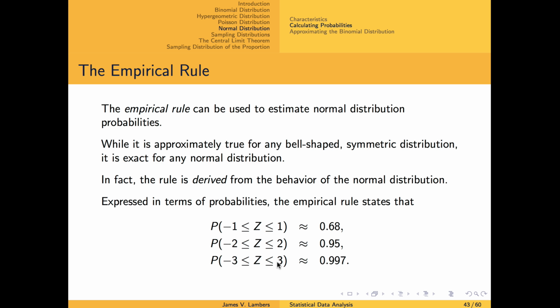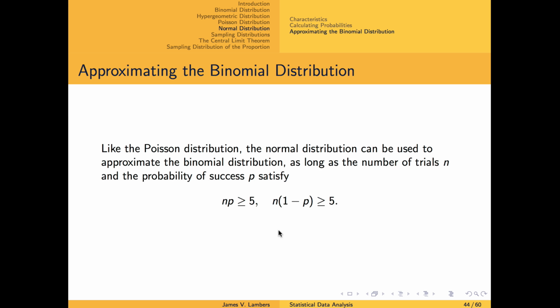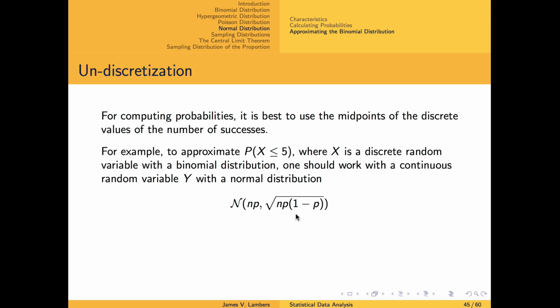The normal distribution can also be used to approximate the binomial distribution, since both are symmetric about their mean. In this case, the assumptions are less stringent than for the Poisson distribution. It's enough that n times the probability of success, p, and n times the probability of failure, 1 minus p, are both at least 5. To perform this approximation, we use a normal distribution with its mean and standard deviation equal to those of the binomial distribution that we wish to approximate.